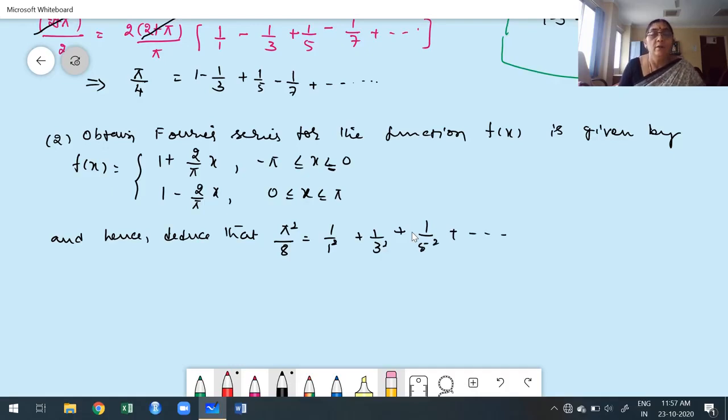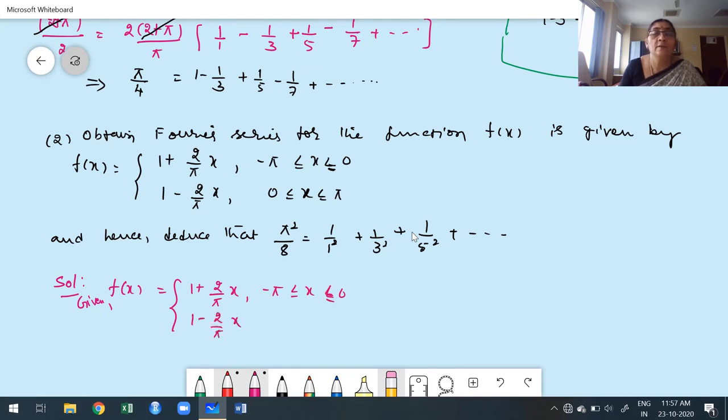Now, first we are going to write the solution for this. I have told you a number of times: first you write the given function. My given function is 1 plus 2 by pi into x for minus pi to 0, and then 1 minus 2 by pi into x for 0 to pi. Okay, fine.